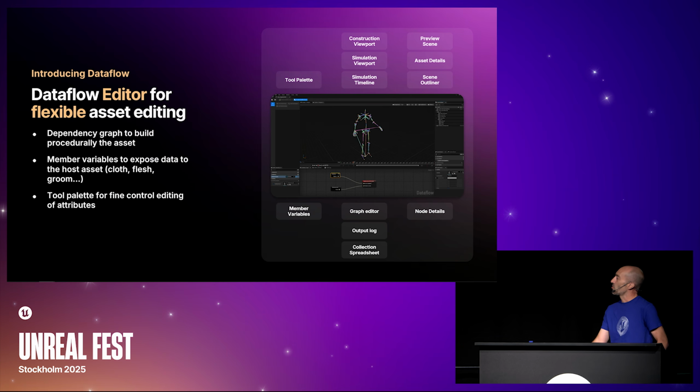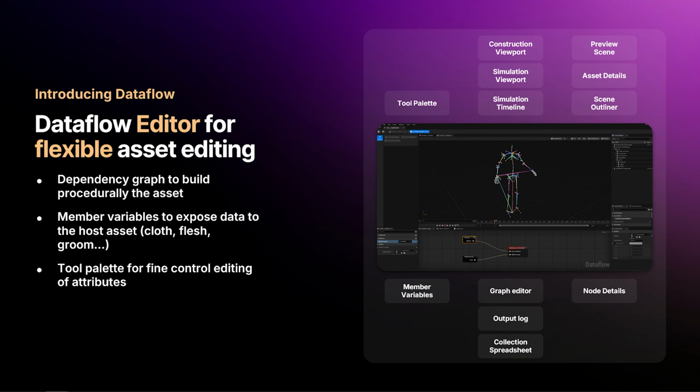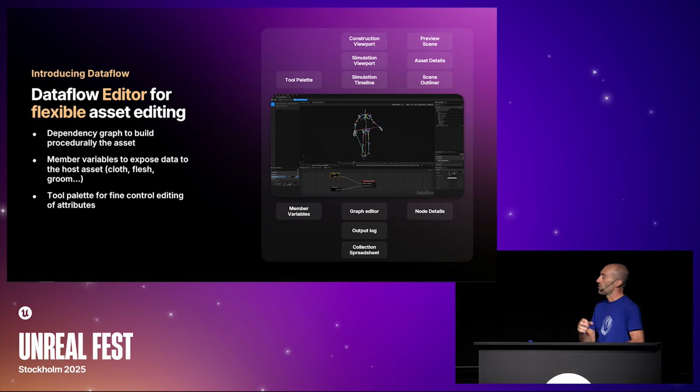I'm just going to describe here really briefly the UI. On the bottom part, you have all the graph-based widgets. On the top part, you have all the view-based widgets. The central part of it is the graph editor. The graph editor is a standard dependency graph in which you have a collection that is flowing from node to node until a terminal node, which is basically writing your asset. On the left side, you have the member variables. On the right side, you have the node details. So it's quite standard if you are used to Blueprint or to other graph-based tools.